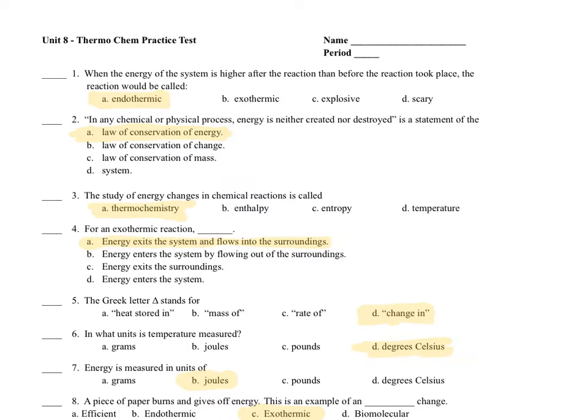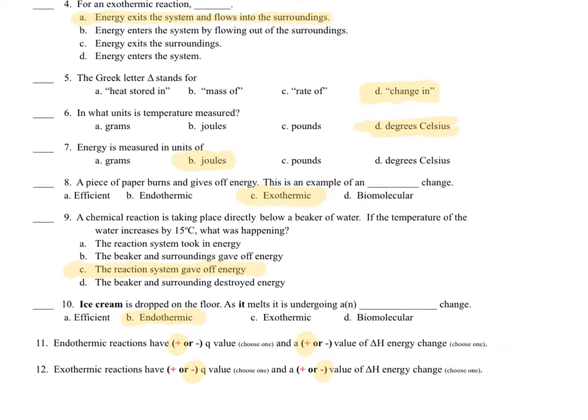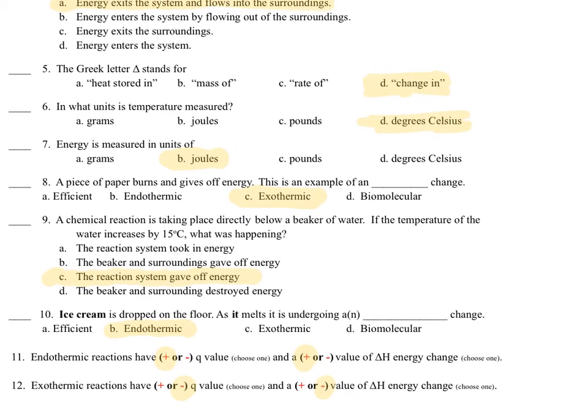Number five, the Greek letter triangle is called delta. It's a capital Greek D, corresponding to D, and stands for change in. So delta T in this unit, and there are lots of things that are delta in chemistry and physics. In what units is temperature measured? Well, of course, degrees Celsius. It could be degrees Fahrenheit, but we really didn't talk about that. Number seven, energy is measured in units of joules. It could also be measured in units of calories and food calories as well.